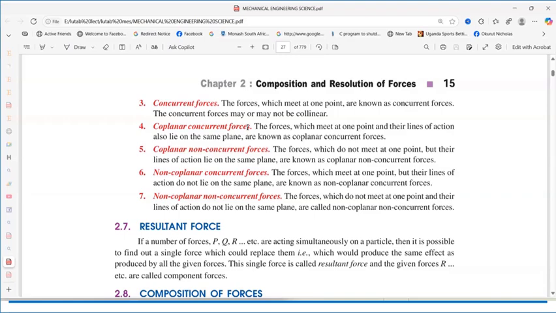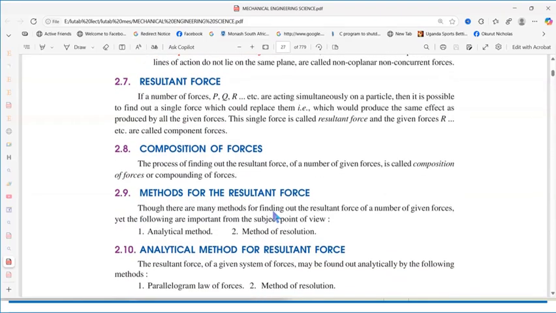So for concurrent, they have to meet at one point. Coplanar concurrent, they are in the same plane and they meet at one point. Coplanar non-concurrent, it means they are in the same plane and they do not meet at one point. Non-coplanar concurrent, they are not in the same plane but they meet at one point. Non-coplanar non-concurrent, they are not in the same plane and neither are they meeting at one point. So you have to also understand that.